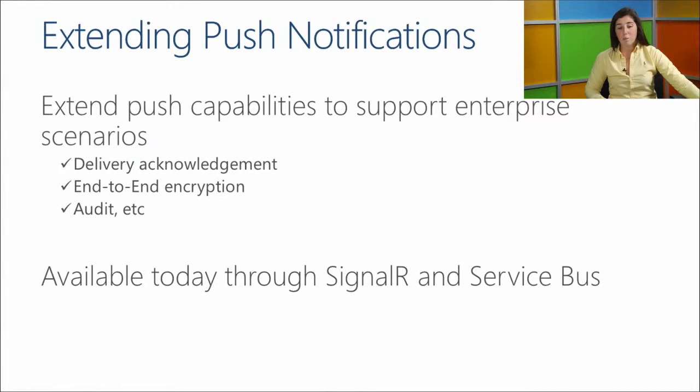Then in terms of extending push notifications, there are definitely some enterprise scenarios that we didn't talk about in consumer that are important to mention. Everything from delivery acknowledgement. You want to know that somebody received your notification, that they've opened it, that they've read, that they've absorbed the information, just like you would in certain emails with read receipt. It's an old concept, but applied to a new world, and you can accomplish that using Windows Azure. When you talk about end-to-end encryption and being ready for audit, using notification hubs in conjunction with services like SignalR and Service Bus are going to get you there.